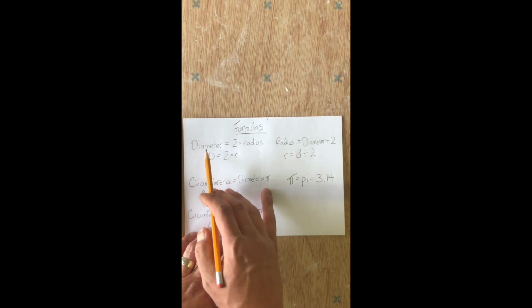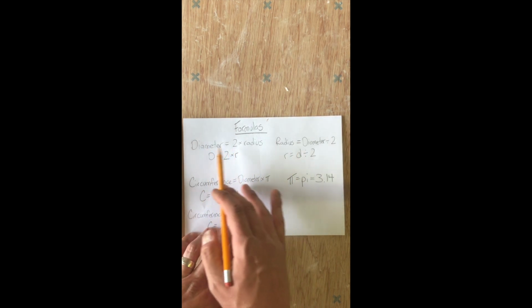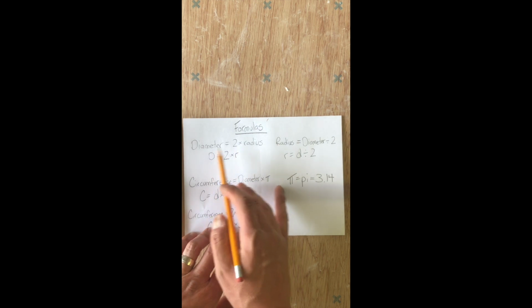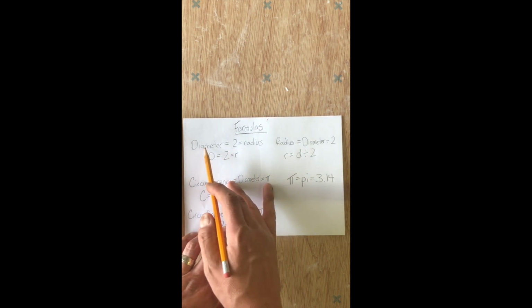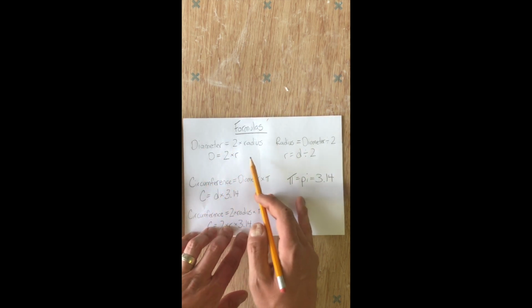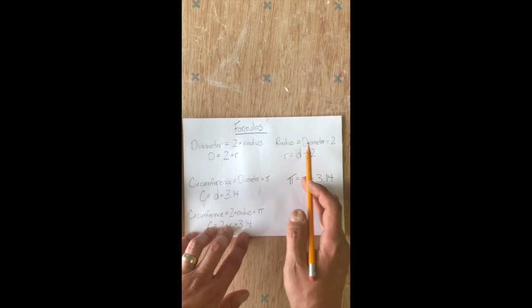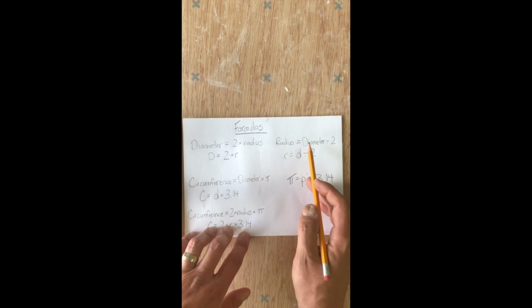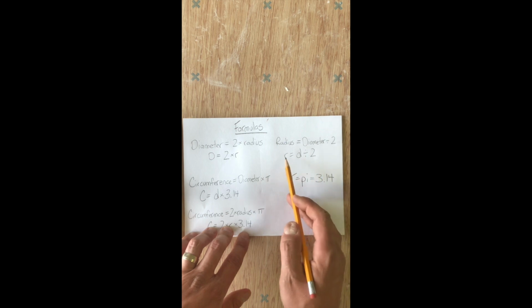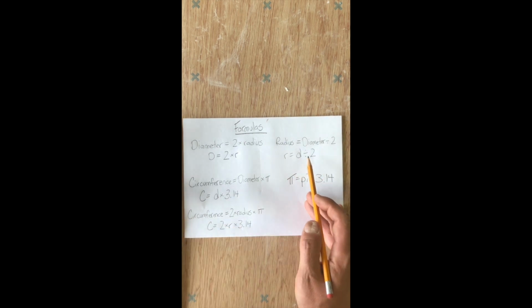So here, if we have the radius, but we don't know the diameter, then all you do is 2 times the radius, and that gets us the diameter. So D equals 2 times R. Or over here, if we know the diameter and we don't know the radius, then all we do is diameter divided by 2, or R equals D divided by 2.